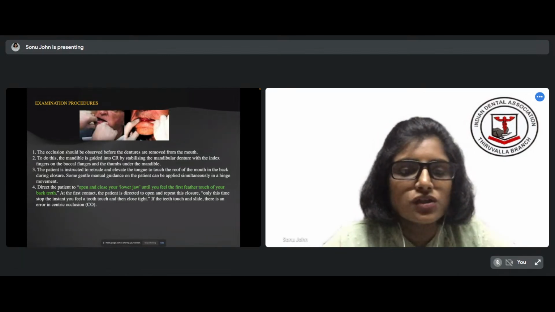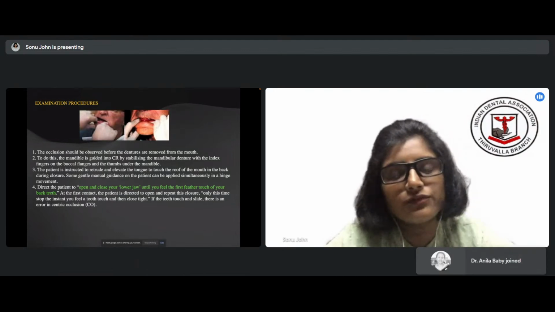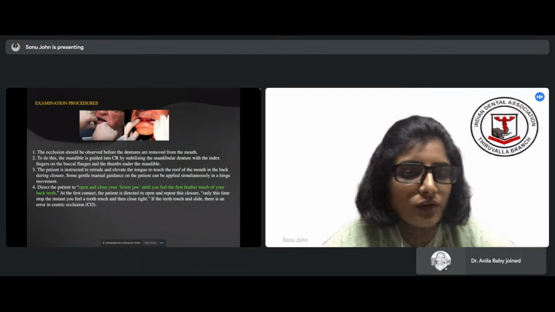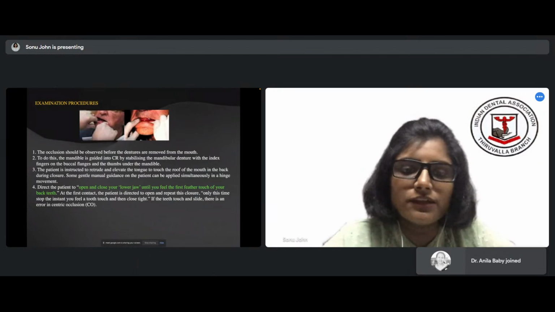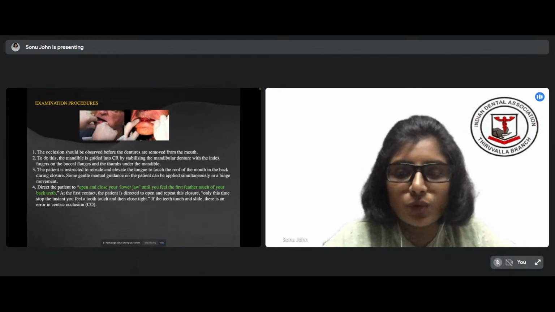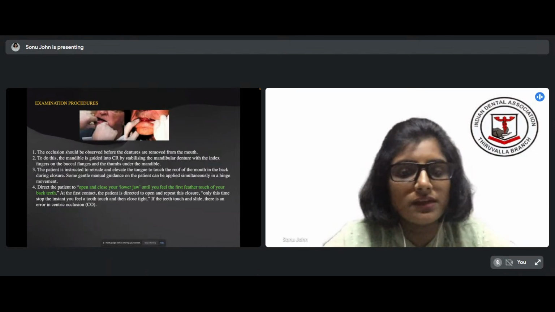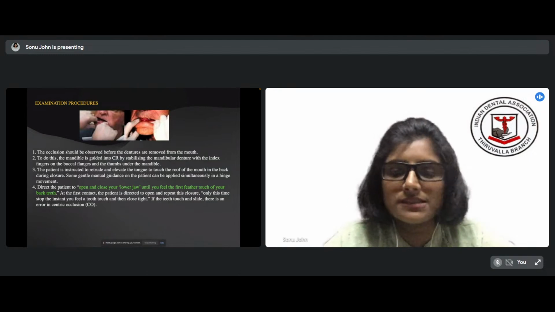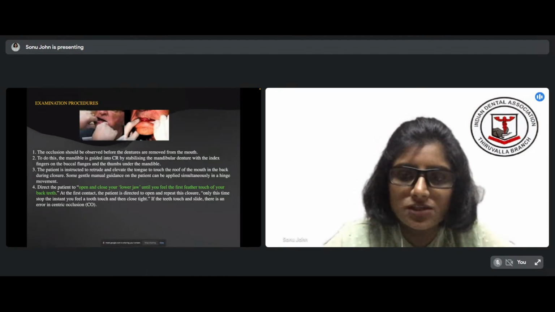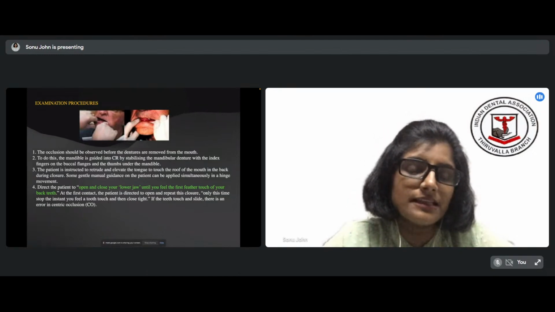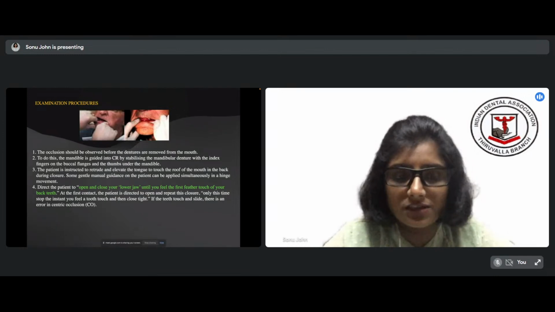achieve a hinge movement. You also direct the patient to open and close the lower jaw until they feel the first touch of the teeth behind. After the first contact, the patient is directed to open and repeat this closure movement. Only at this time, when you feel that there is a tooth to tooth touch, do you ask the patient to close tightly. If the teeth touch and slide, it means that there is an error in your centric occlusion.